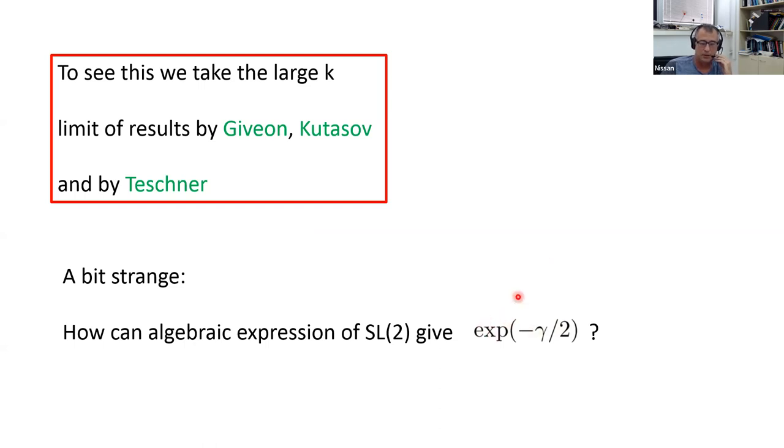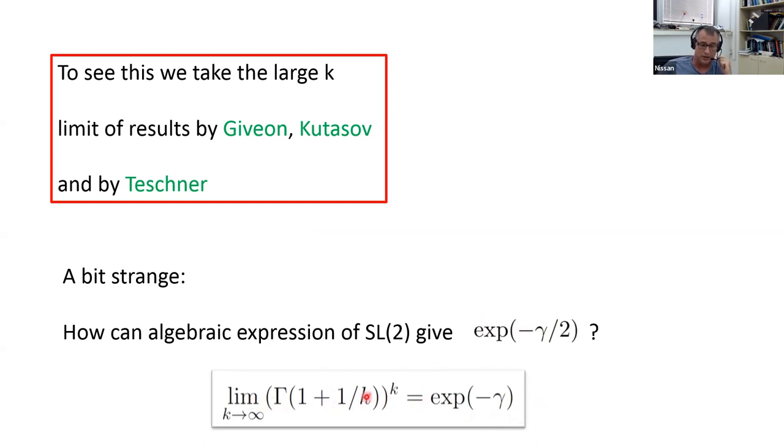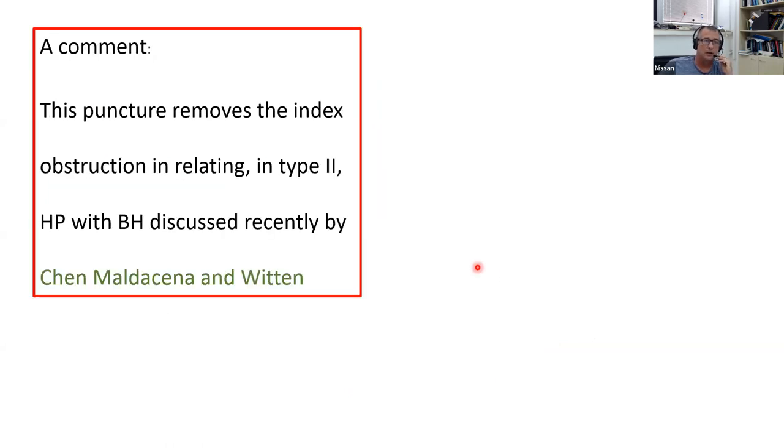The way this comes about is that they get some bunch of gamma functions, and if you take the large K limit of an expression like this, then you get something which looks like that. And it turns out that you get the exact right factor. So there is a precise match. Another comment is that if indeed there is a puncture at the tip of the cigar, then the puncture removes this index obstruction in relating, at least in type 2B, the HP solution with the black hole, which was discussed recently. So this also seems to fit neatly with some issues that were raised recently.